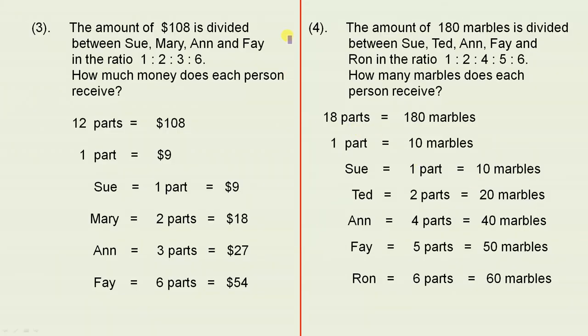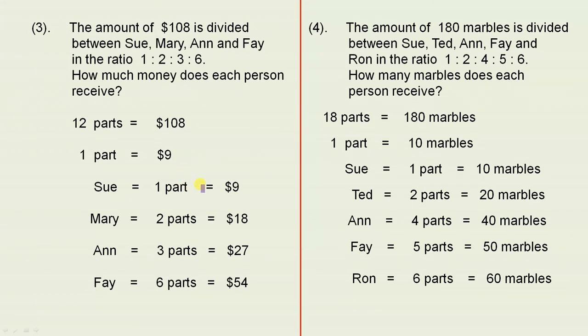Number 3. The amount of $108 is divided between Sue, Mary, Ann and Faye in the ratio 1:2:3:6. How much money does each person receive? If you add the numbers up, you get 12 parts. 12 parts represent $108, therefore 1 part is $9.